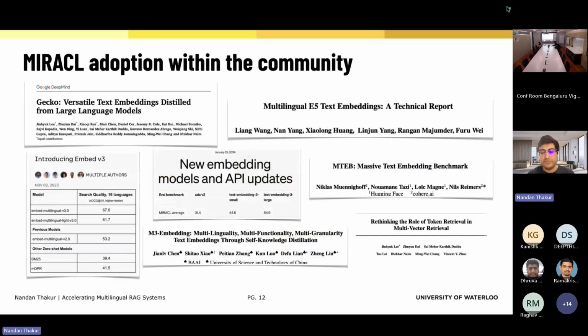MIRACL was introduced back in 2022, and we had a competition around it at WSDM 2023, and there was a lot of participation amongst many teams as well. Ever since, we also find that MIRACL is now being well adopted within the community. Many multilingual retrieval models, such as Gecko, Embed V3, and the multilingual E5 models, have been using MIRACL either as part of the training data set or for evaluation.